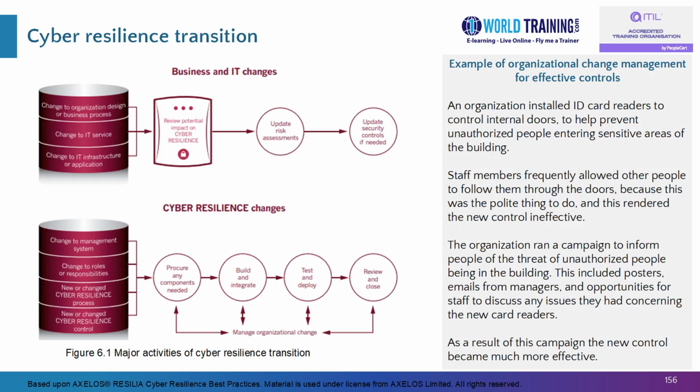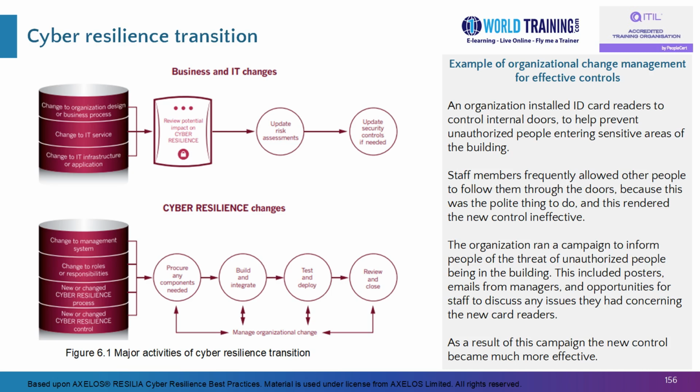So in this picture, we can see at the top the business and IT changes, and at the bottom, that yields cyber resilience changes as well. For the business and IT changes, we look at the cylinders to the top left: change to organizational design or business processes, change to IT service, change to IT infrastructure or applications. That has to be reviewed for its potential impact on cyber resilience, and that will result in updating of the risk assessment and updating of security controls as appropriate.